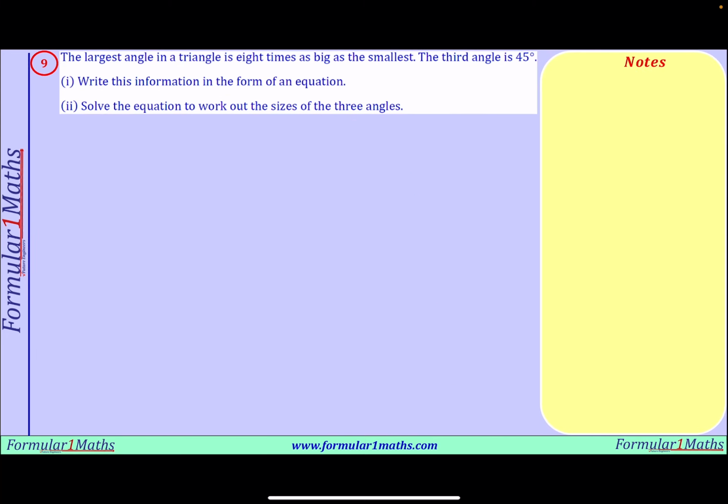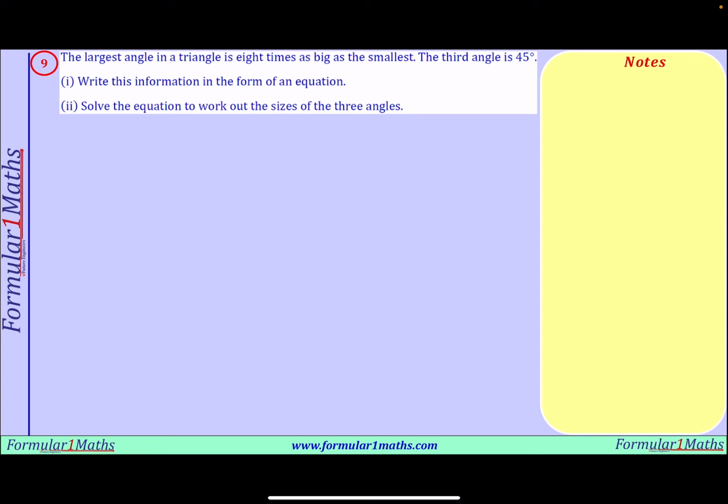Question 9. The largest angle in a triangle is 8 times as big as the smallest. The third angle is 45. Write this information in the form of an equation. Solve the equation to work out the sizes of the 3 angles.